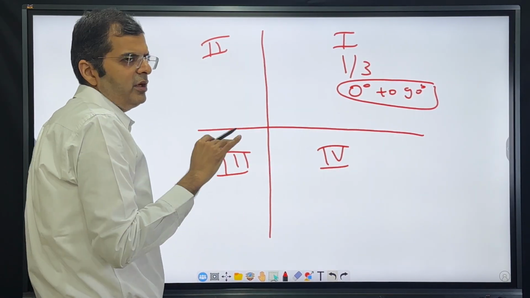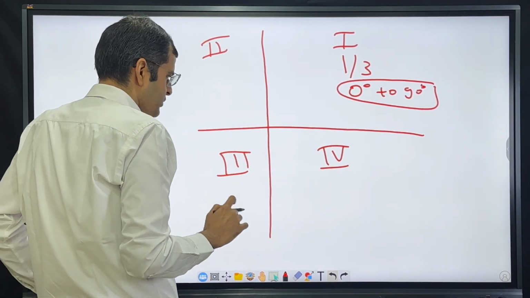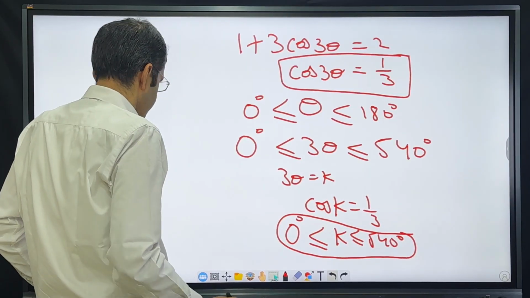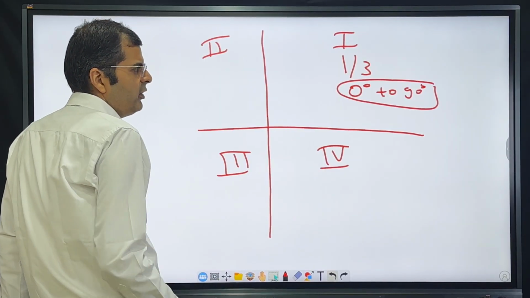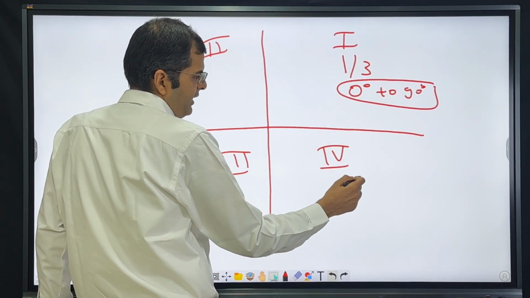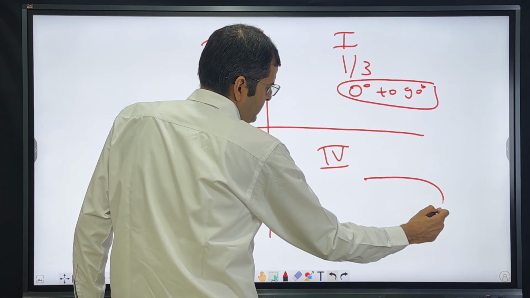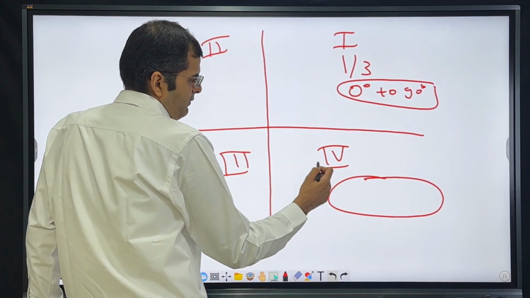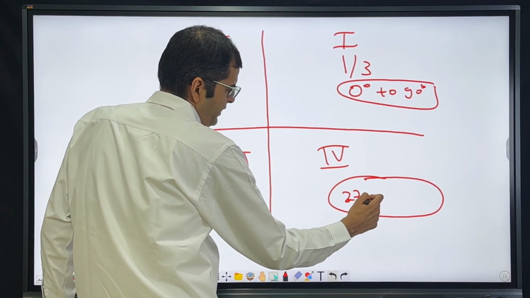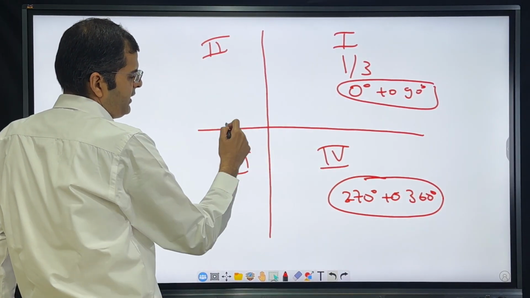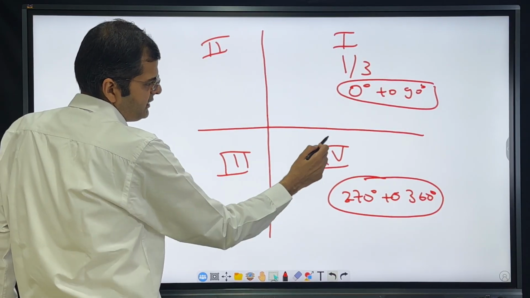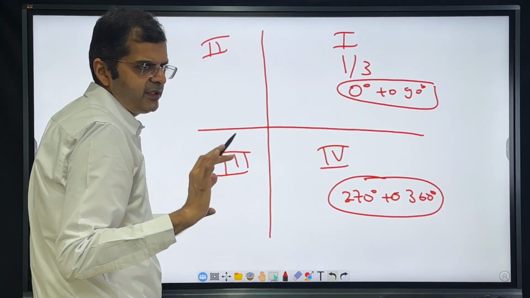In second quadrant, cos becomes negative. That is incorrect here because we want cos to be positive, 1 by 3. Third quadrant, cos is negative. Again, no solution here. Fourth quadrant, cos is positive. So I get a solution of cos k equal to 1 by 3 in this quadrant, which is 270 degree to 360 degree. Okay, so 90 degree here, 180 degree here, 270 degree here, and 360 degree here. So between 270 and 360 we find.